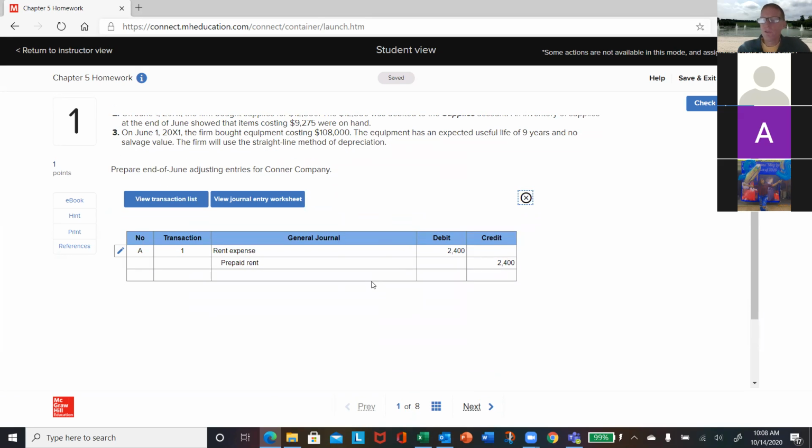Okay, so again, all they're focusing on here is just the journal entry, which is important, but I also want to show you the impact that would have on your ledger as well. And remember, let me go back to my other screen.